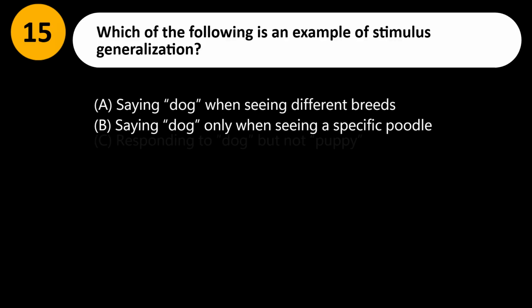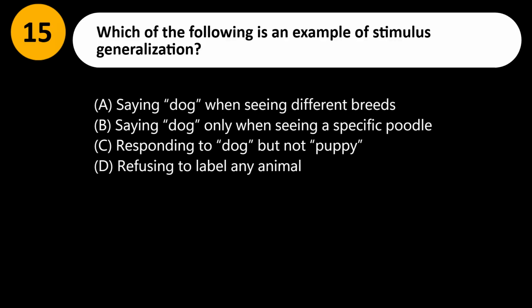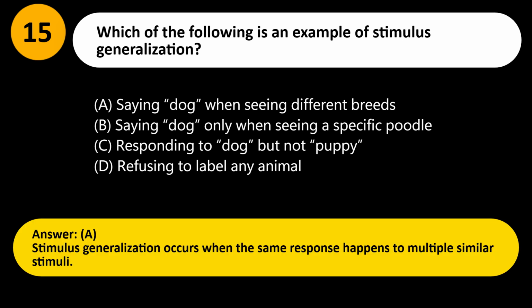Which of the following is an example of stimulus generalization? A. Saying dog when seeing different breeds. B. Saying dog only when seeing a specific poodle. C. Responding to dog but not puppy. D. Refusing to label any animal. Answer, A. Stimulus generalization occurs when the same response happens to multiple similar stimuli.